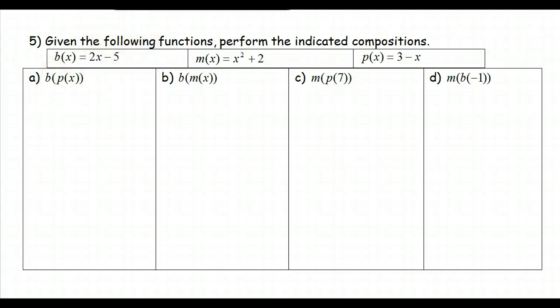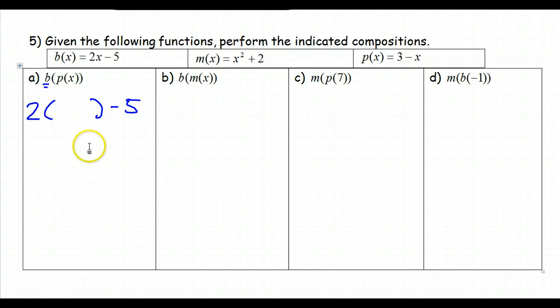So, start with the first function, in this case, function b. I want you to just copy down the first function, but don't put any x's. Instead of x, put a parentheses. So when I see 2x minus 5, I'm going to write 2 parentheses minus 5.